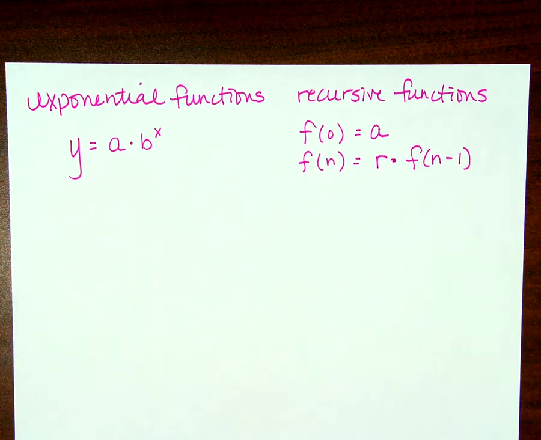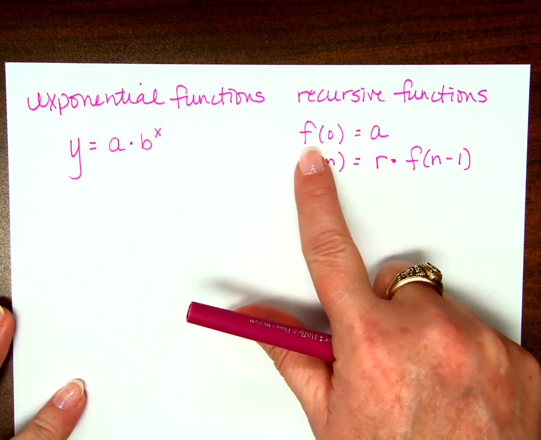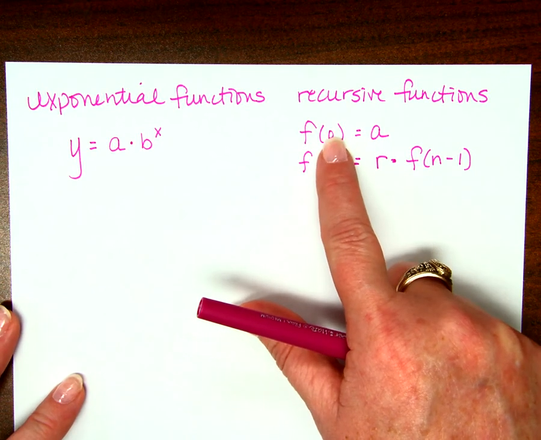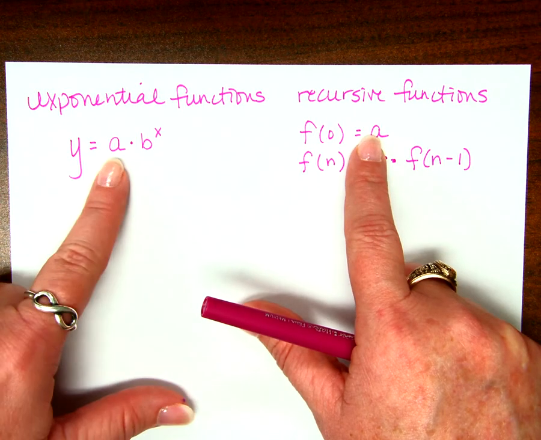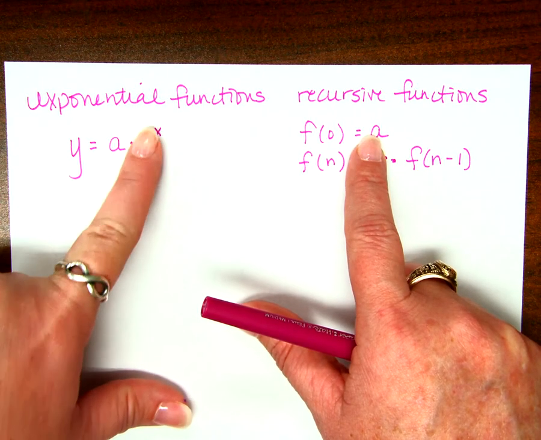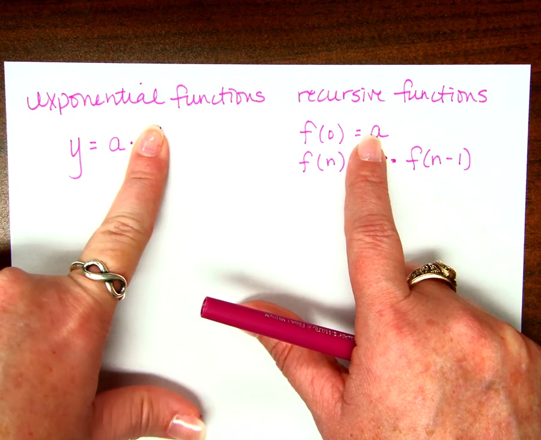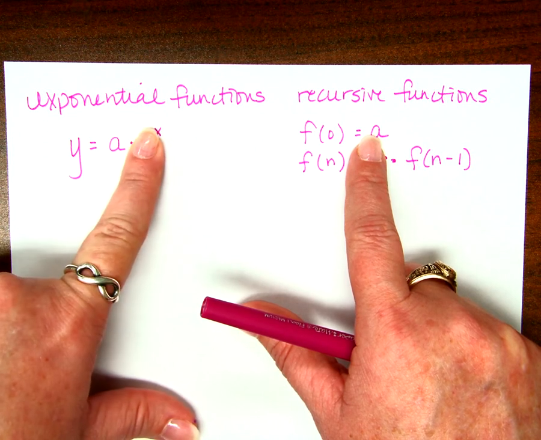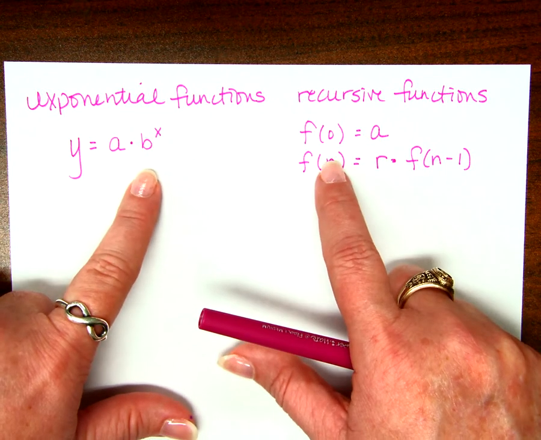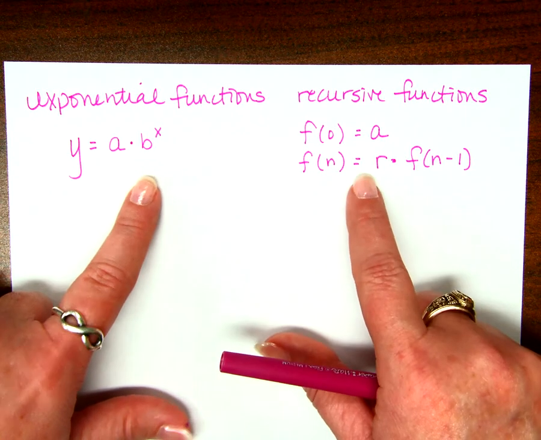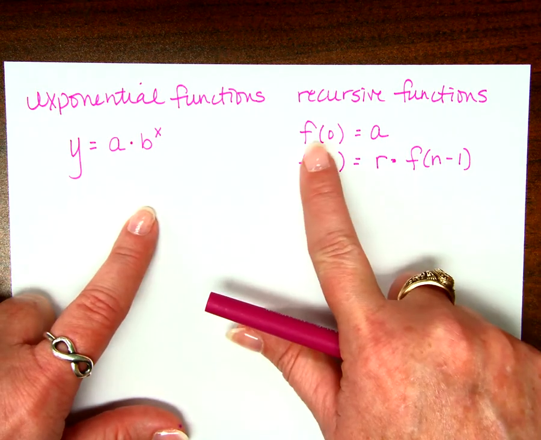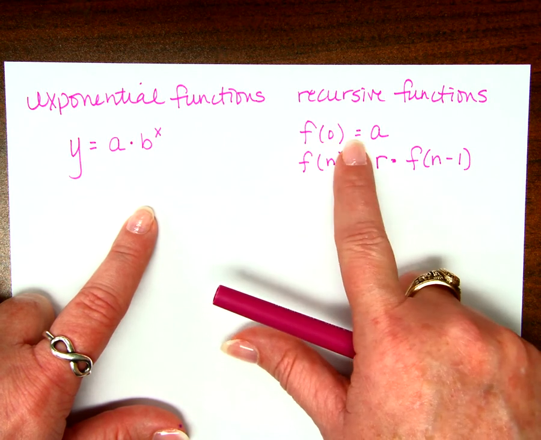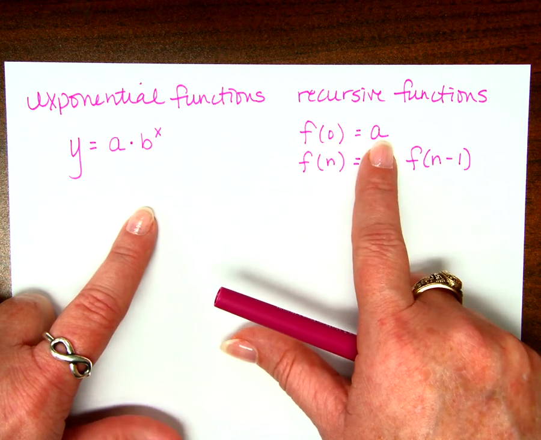So recursive functions, they tell you the first term when x is 0. So does it make sense that if x is 0, that should equal a? Because when x is 0 over here, anything to the 0 power is 1, and a times 1 is a. That took entirely too long. Just worried about you. Okay, we're good. All right. So when x is 0, the value of the function is a. You okay with that? Okay.